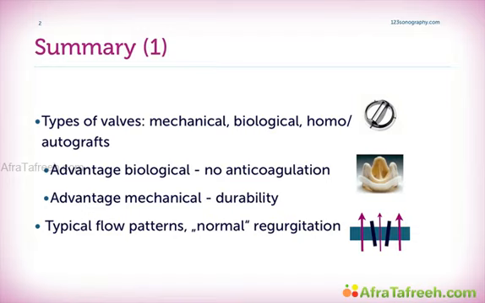Here is the summary on the chapter on prosthetic valves. There are several types of valves: mechanical, biological, homo, and autografts. The biological valves have the advantage that they do not need anticoagulation, while the mechanical valves are more durable. The valves have typical flow patterns, and mechanical valves also have what we call normal physiologic regurgitation.